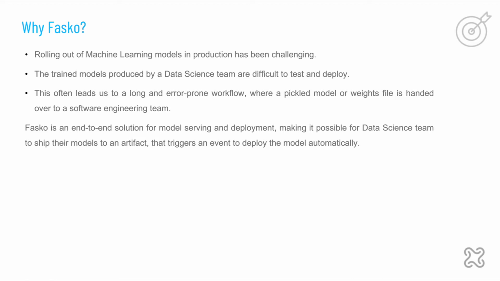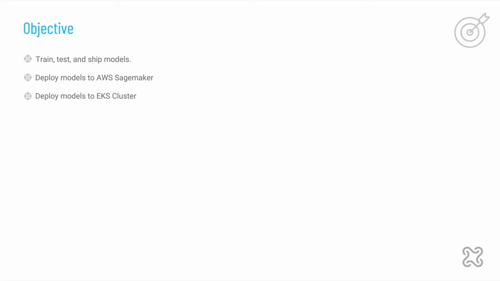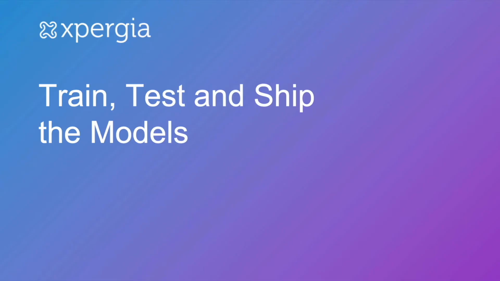a software engineering team. Fasko is an end-to-end solution for model serving and deployment, making it possible for a data science team to ship their models to an artifact that triggers an event to deploy the model automatically. In this video, we are going to train, test, and ship the models and roll them out on AWS SageMaker and Kubernetes cluster.